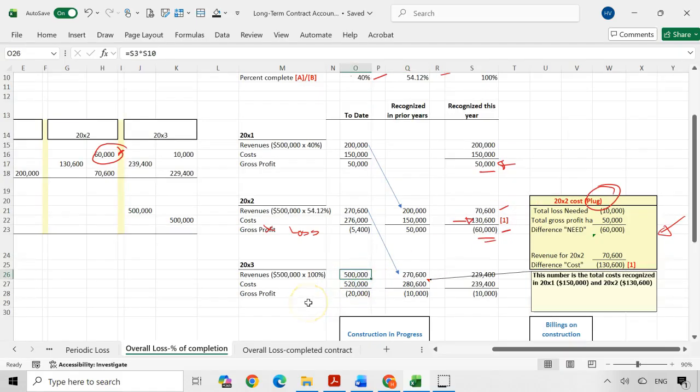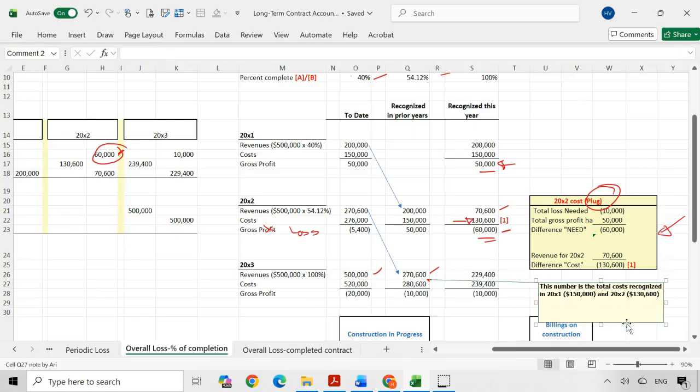Year three, now I'm done with my project, I should recognize my full $500,000 of revenue. I've already recorded $270,600 between year one and two for revenue. So I should, let me just move this note real quick, just so that arrow is not in the way. I should record revenues of $229,400 in 20X3. Now, the overall project loss is $20,000, okay?